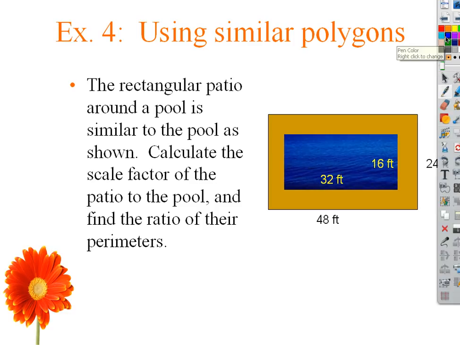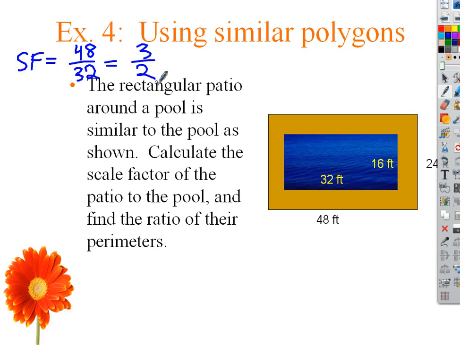So I just need to get the scale factor. I just need to find a ratio of corresponding sides, right? So what would I get? Go ahead. Okay, and you get that probably from, say, 48 over 32, for example. So the scale factor equals the length of the outer rectangle divided by the length of the inner rectangle, which reduces to just 3 over 2. Okay, the patio is 1.5 times the dimensions of the pool.